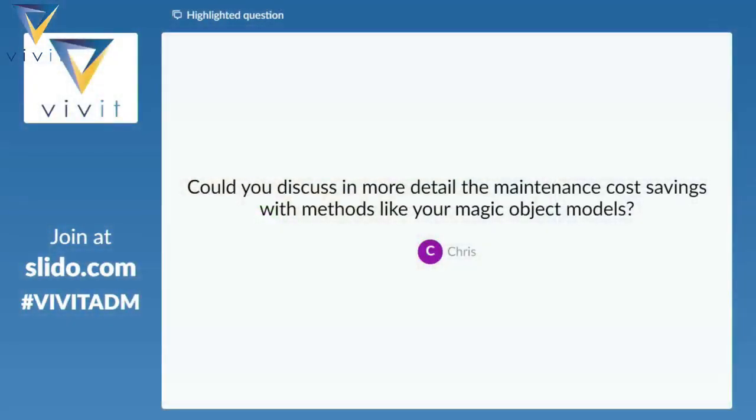Awesome. And another question Chris has, and I think a lot of people have this as well. Can you discuss in more detail the maintenance cost savings with methods like your magic object model? Can I discuss in more detail the maintenance cost savings? So, as I said during the demo, the major maintenance that we were facing was 16 hours worth of work. First of all, trying to identify which 50 elements are not being identified, because there was a lot more than that.